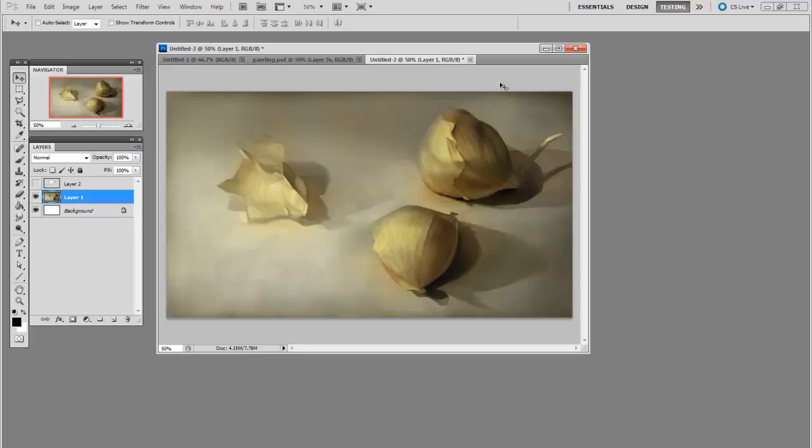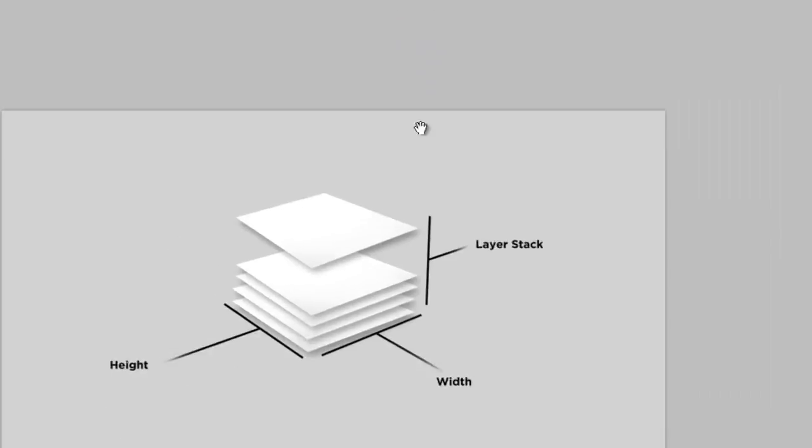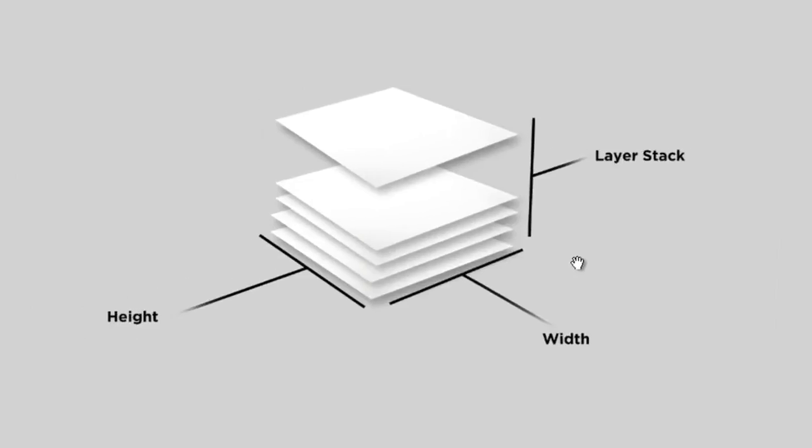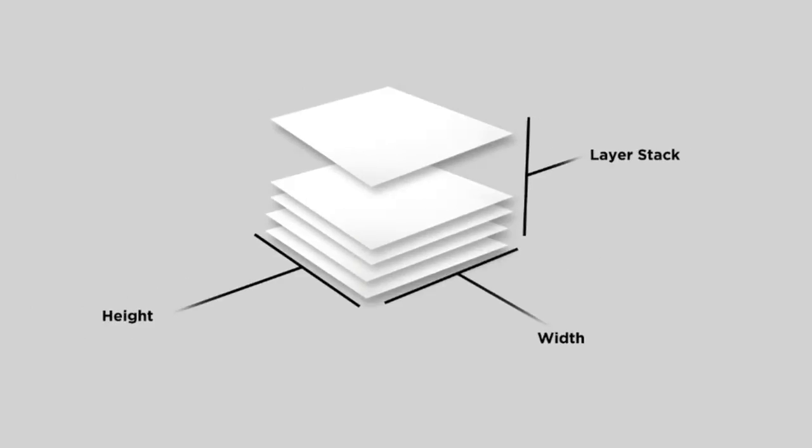Now you can think about file size calculation a little bit like calculating volume. You've got three axes to work with. There's the height of the document, the width of the document, and the number of layers in the layer stack. All of these add to the file size. They're sort of multiplied together. So even if you have a small height and a small width, if you have, say, 150 layers, you're going to end up having a gigantic file.